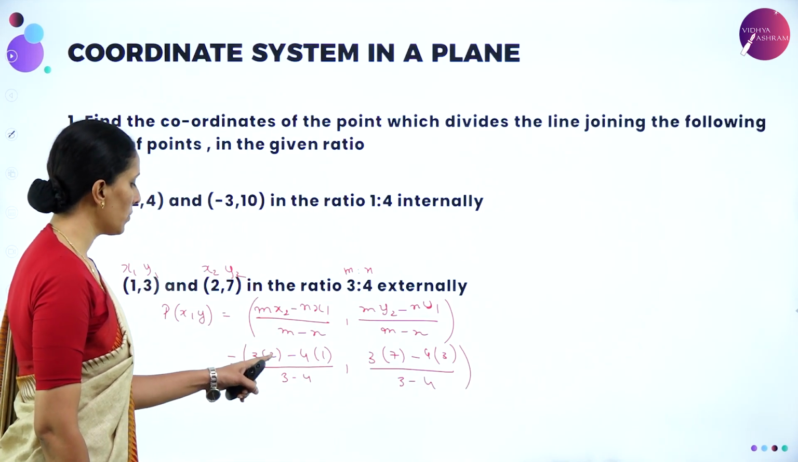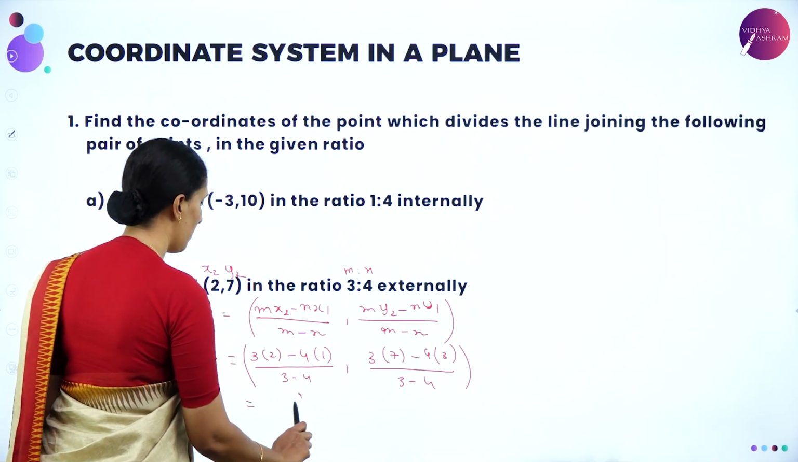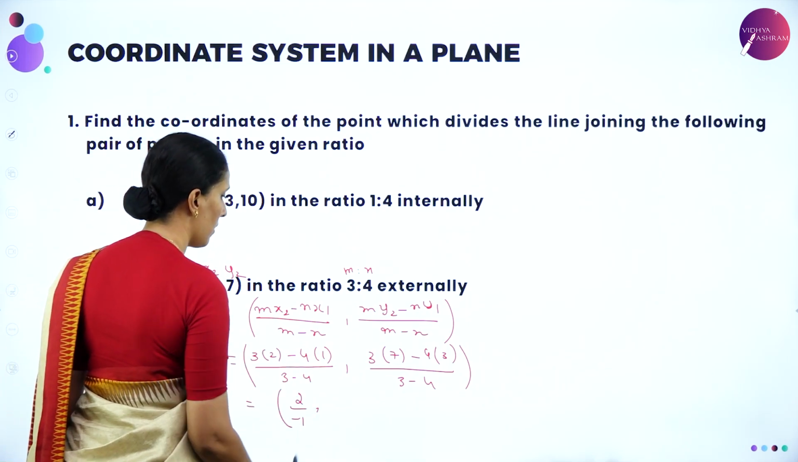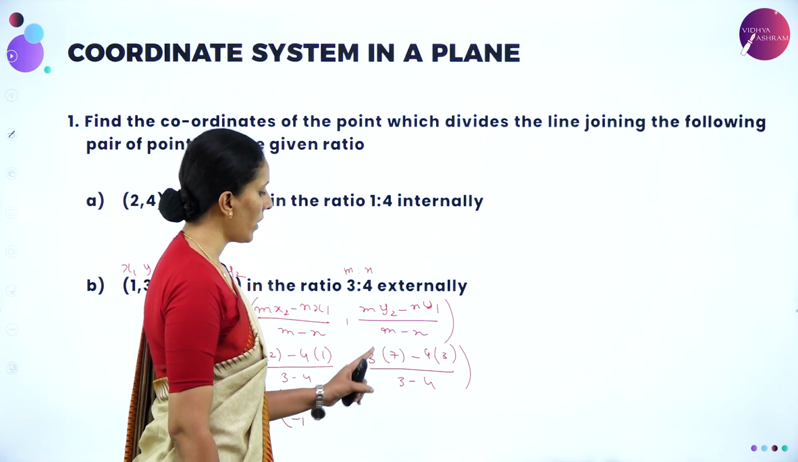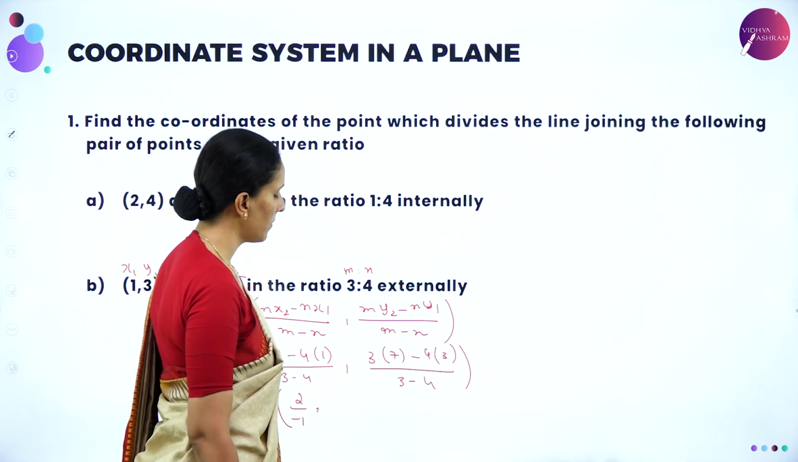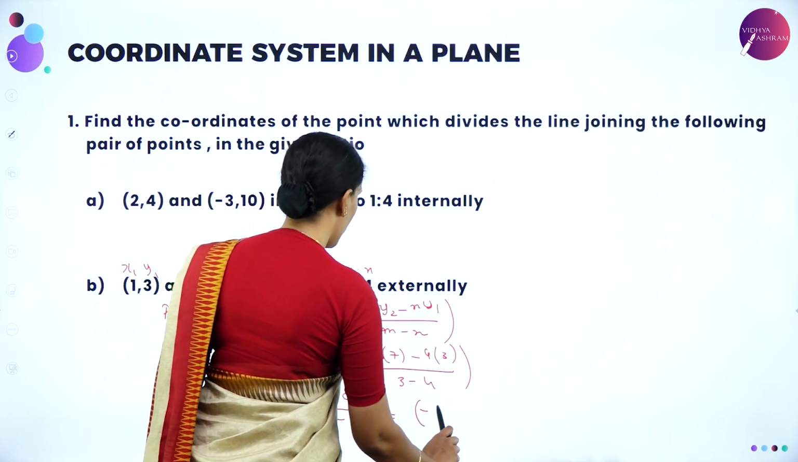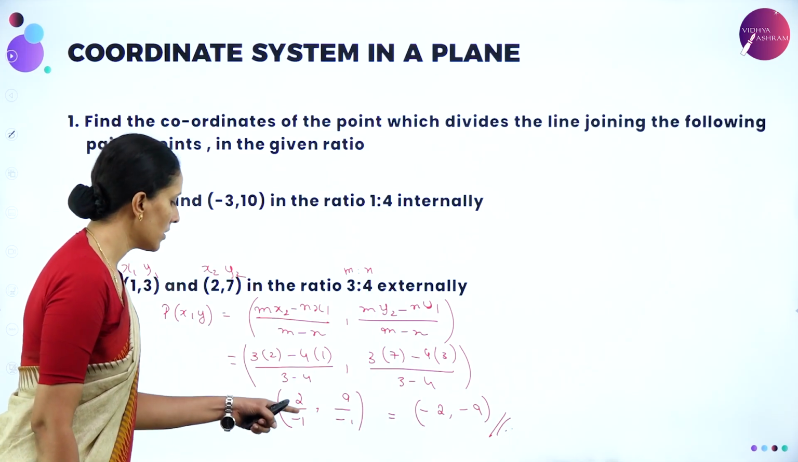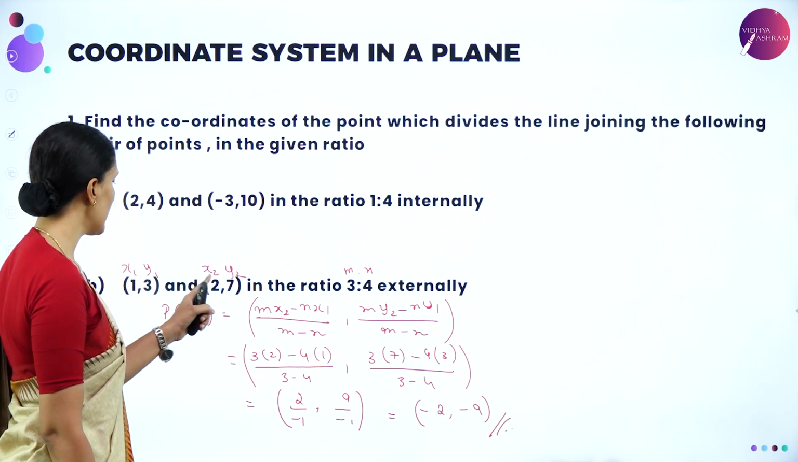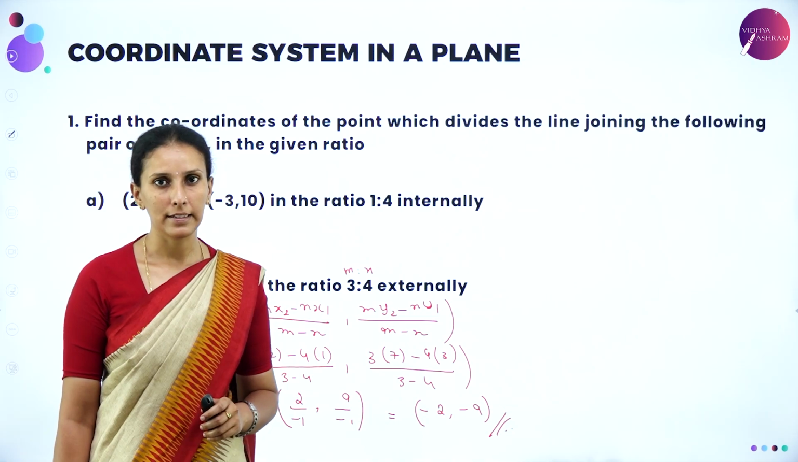So now here 3 2s are 6, 6 minus 4 is 2, 2 divided by minus 1. Next 3 7s are 21, 4 3s are 12. So 21 minus 12 which becomes 9 divided by minus 1. So therefore the coordinates are minus 2 comma minus 9. So this is the point which divides the line segment joining these 2 points in the ratio 3:4 externally.